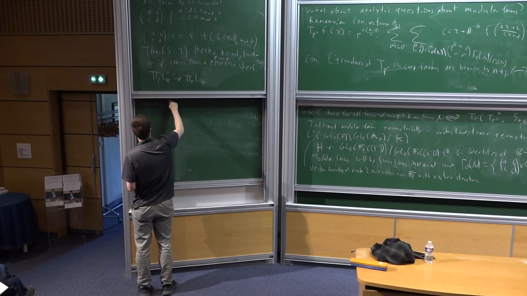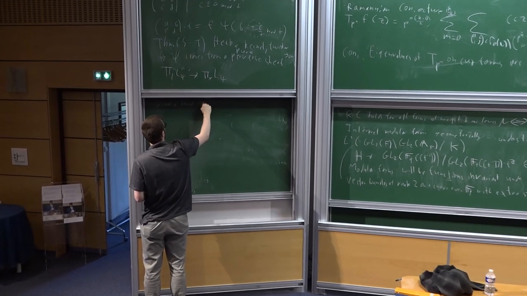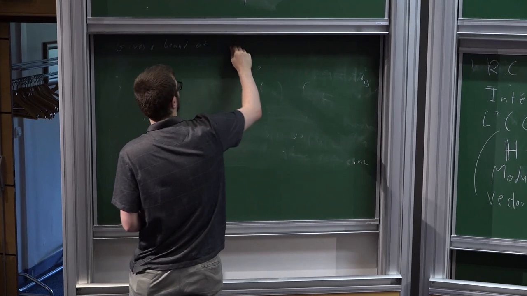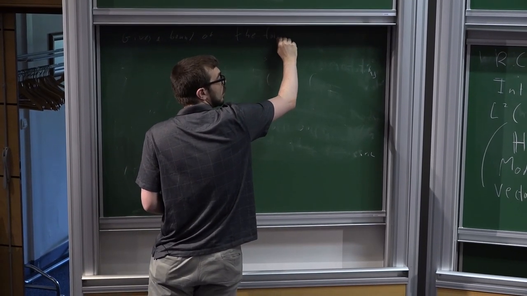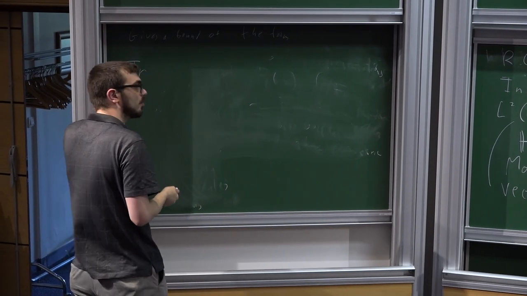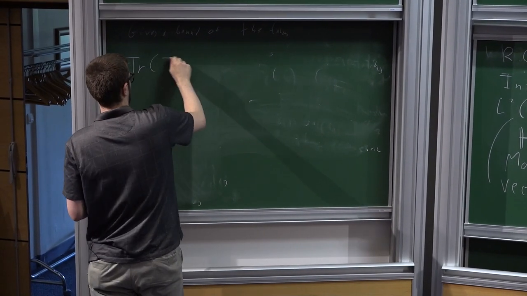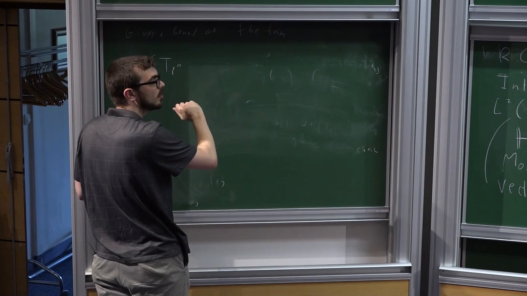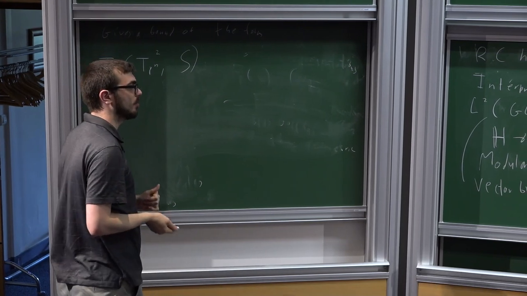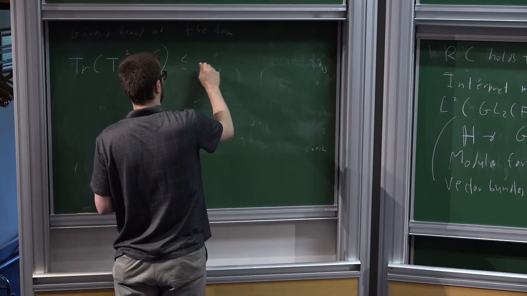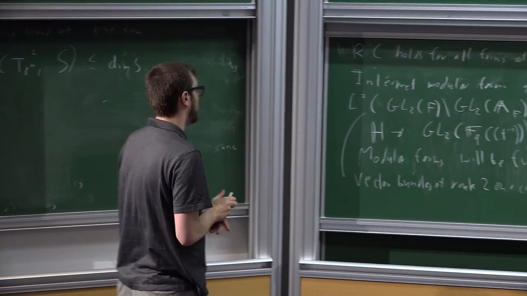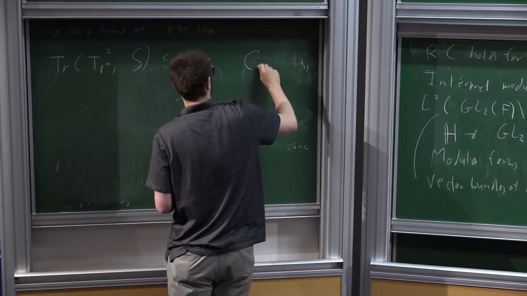This gives a bound of the form: the trace of T_P to the n squared on our space of modular forms is bounded by dim S times some constant depending on n.